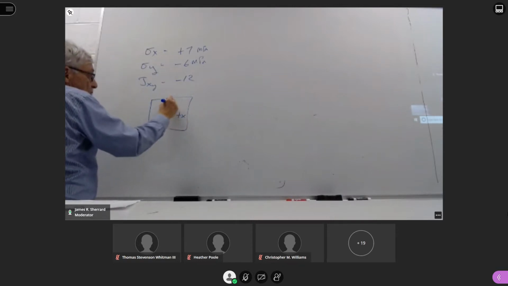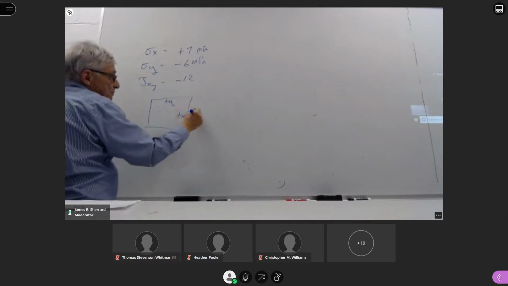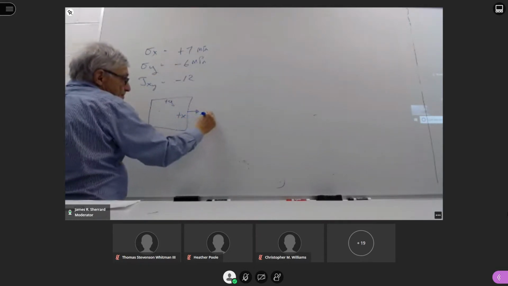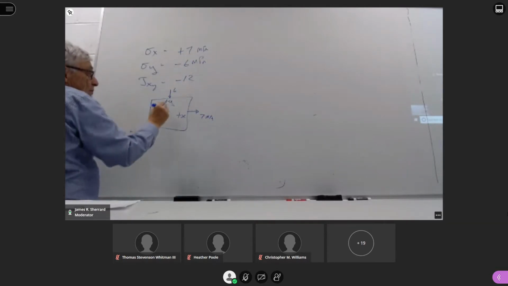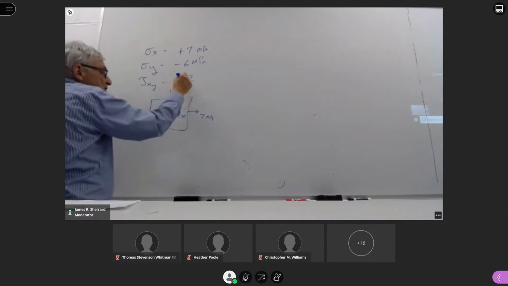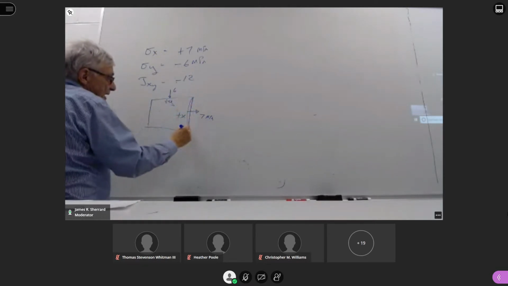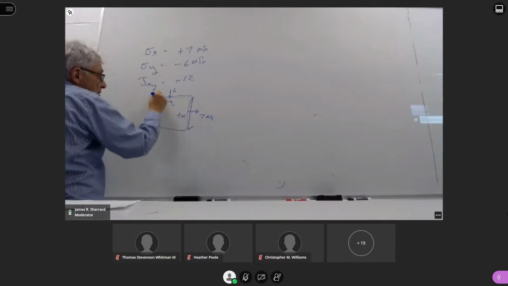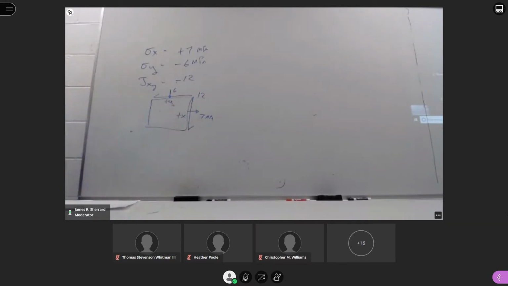Plus x face, plus y face. So on the plus x face, we know we have +7. On the plus y face, we know we have -6. Notice I don't put the minus, I let the direction of the arrow define it. This is -12, okay? So minus means it's going to be going down in that direction. And again, I just put in the 12, I don't put the minus because the arrow will define what's happening, okay?